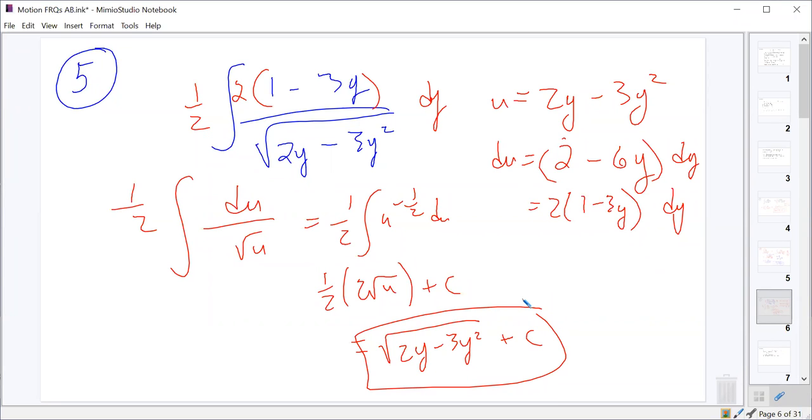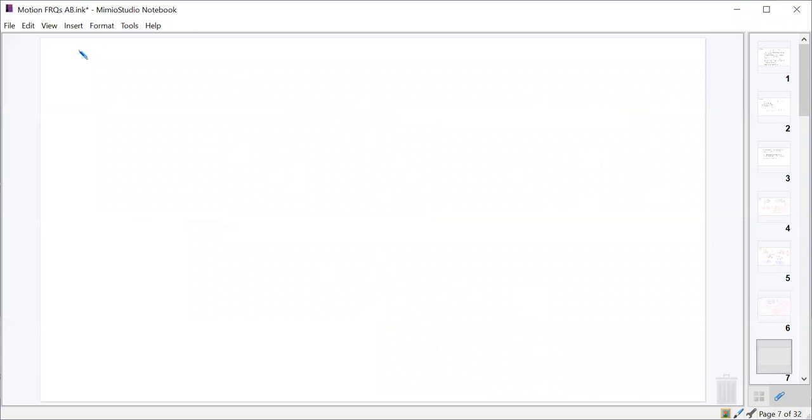Other questions? Oh, yeah. Number 8. That's also early in this packet. On the next page here. Number 8: t over the square root of 2t squared minus 1.